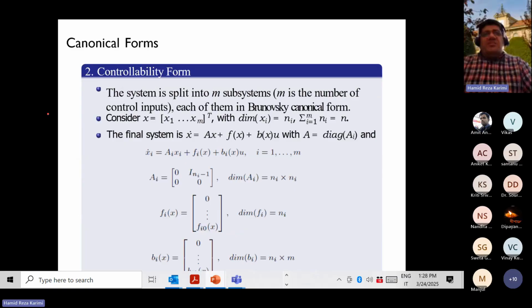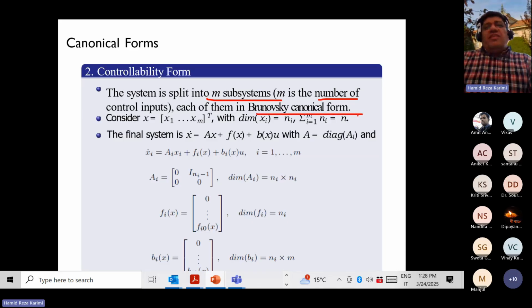So there is a controllability form. The reduced form is one, and another is the controllability form. The system is split into m subsystems, where m is the number of control inputs. Each of them is in Brunovsky canonical form. So let's assume like this. This is the controllability form.